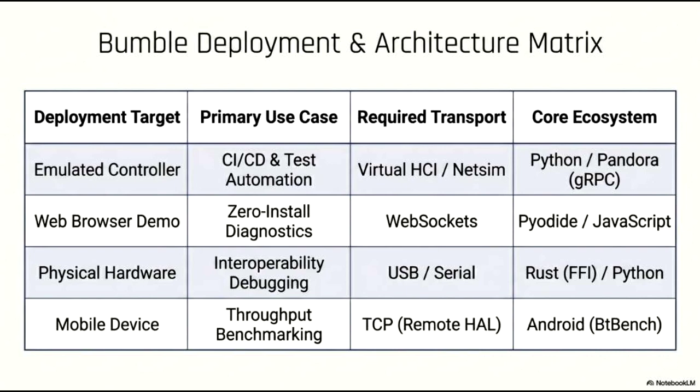Third, for physical hardware, the focus is on interoperability debugging. This deployment relies on USB or serial transport and integrates Rust foreign function interfaces with Python. Finally, the mobile device target is used for throughput benchmarking. It employs TCP through a remote hardware abstraction layer and is supported by the Android BT Bench ecosystem. This structure allows for a flexible yet consistent approach to deployment across various testing and diagnostic scenarios.